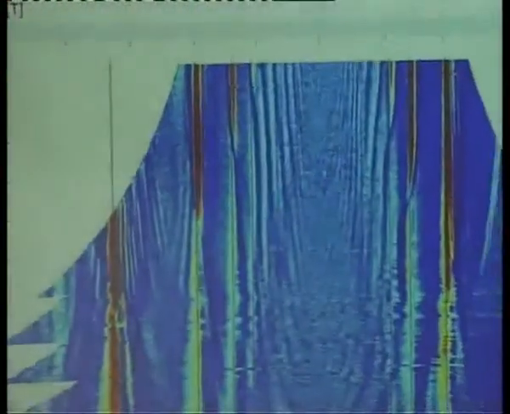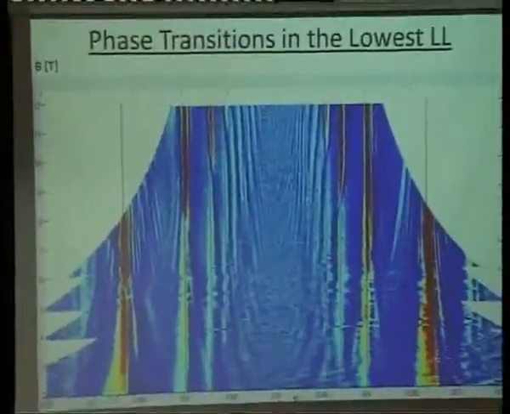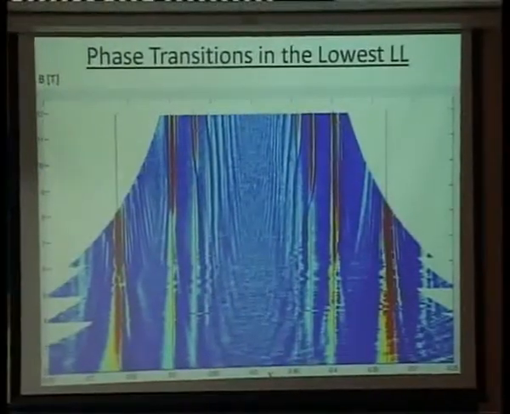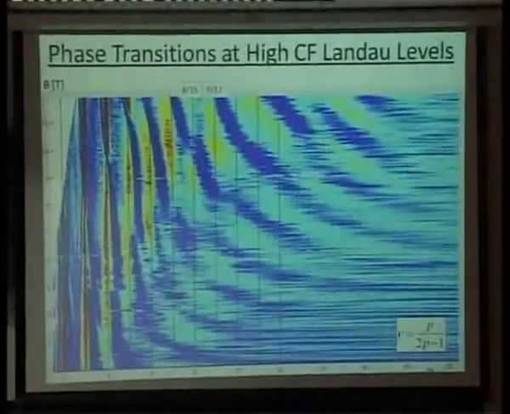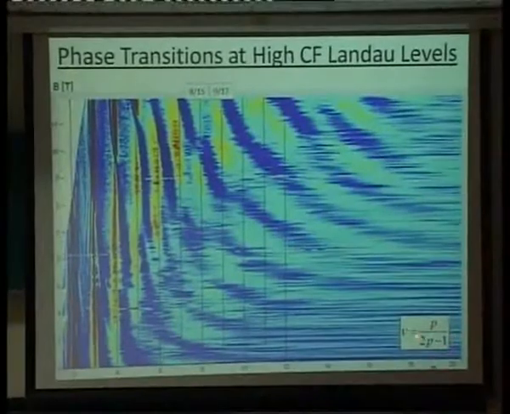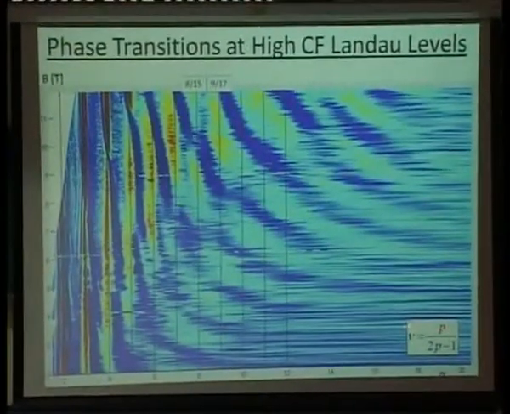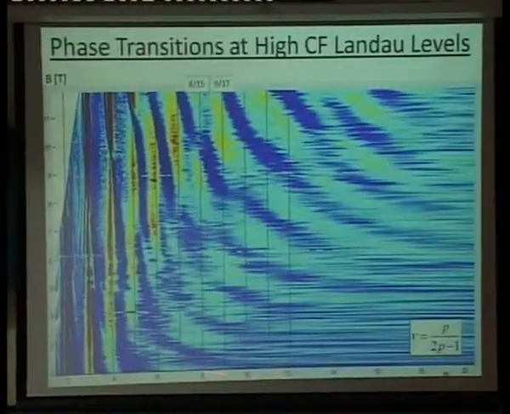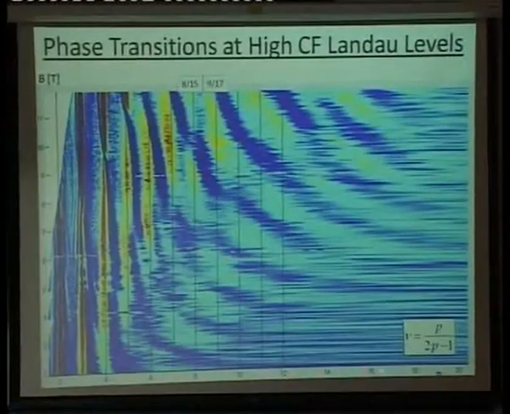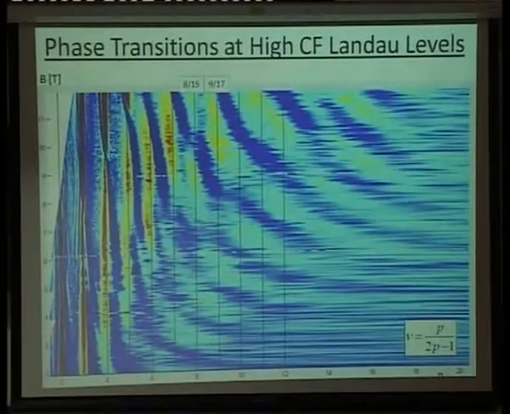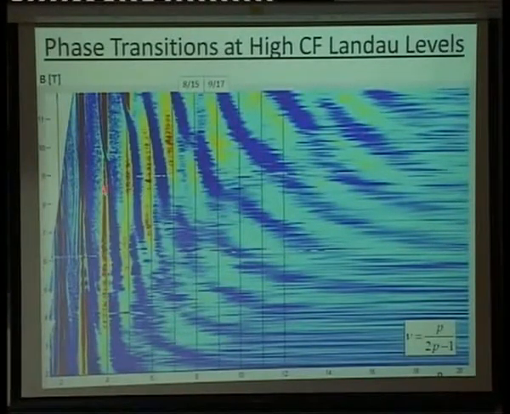Now, instead of plotting filling factor nu here, I'm going to plot p, the integer associated with the composite fermions. Okay, so that's the relation between nu and p. When we do this transformation, the x-axis here is p. This is the number of integer Landau levels of composite fermions we're filling. So this would be 2, that's a 2/3 state. This is 3, the 3/5, 4/7, 5, 6, 7, 8, 9.